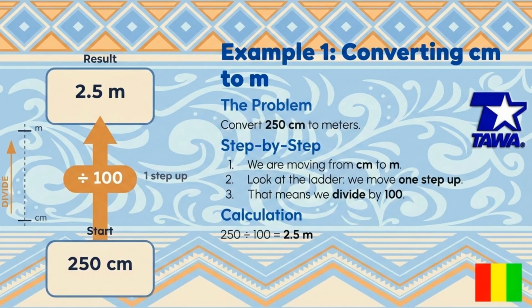Let's look at example 1, converting centimeters to meters. The problem is to convert 250 centimeters to meters. We move one step up the ladder, so we divide by 100. The result is 2.5 meters.